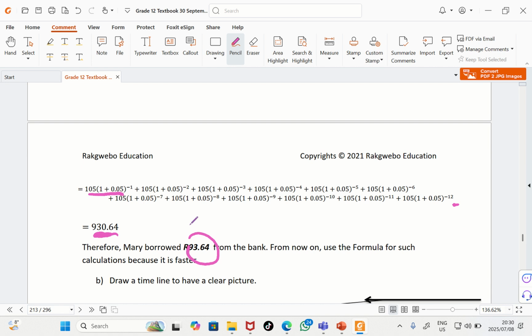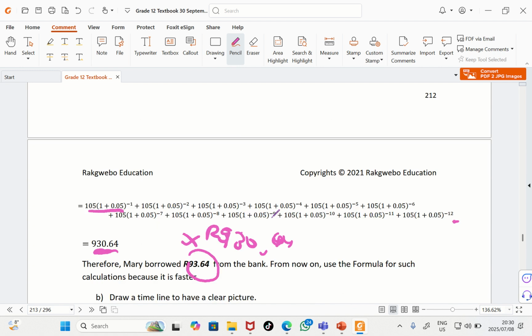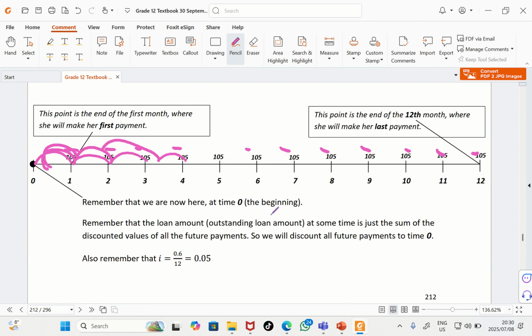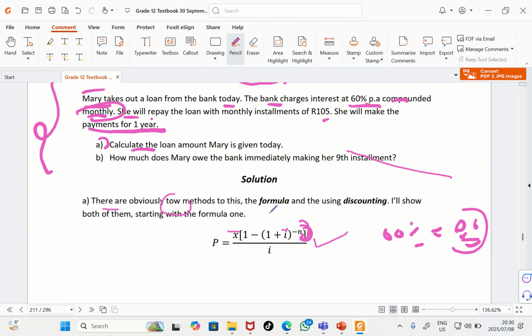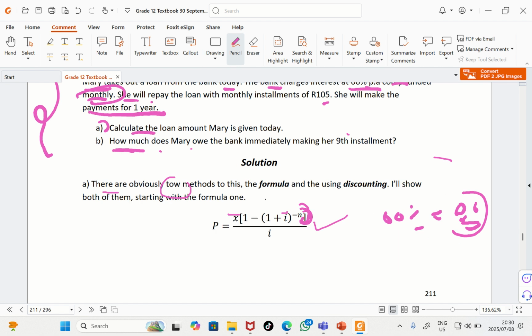Therefore, Mary borrowed 930.64 from the bank. Okay, that's about that, easy peasy. Then the second question asked us how much does Mary owe the bank immediately after her ninth installment. Okay, this is very delicious. How much does Mary owe the bank immediately after her ninth installment?